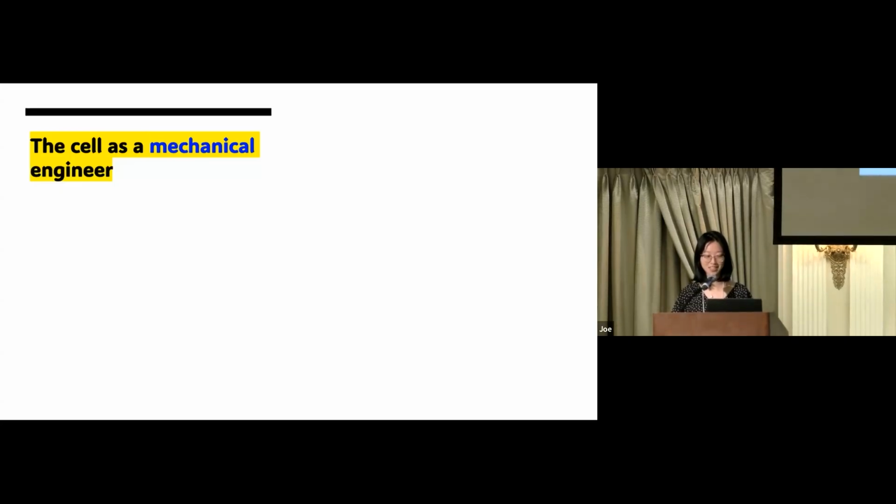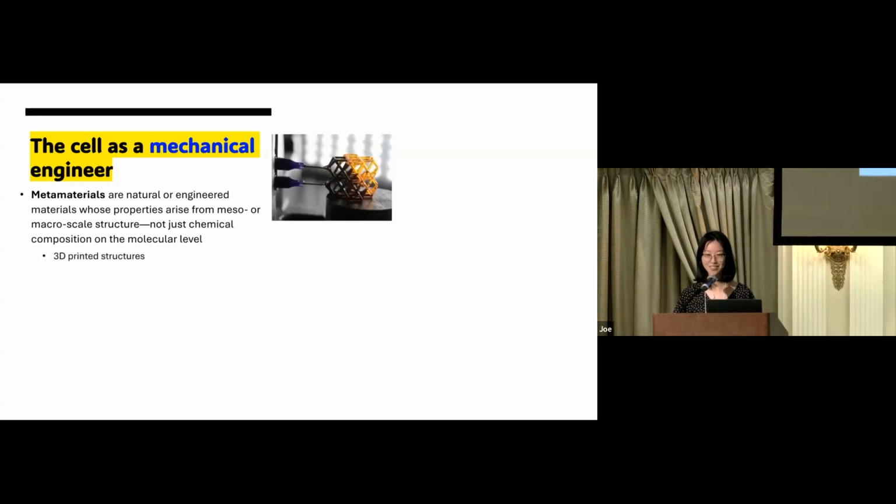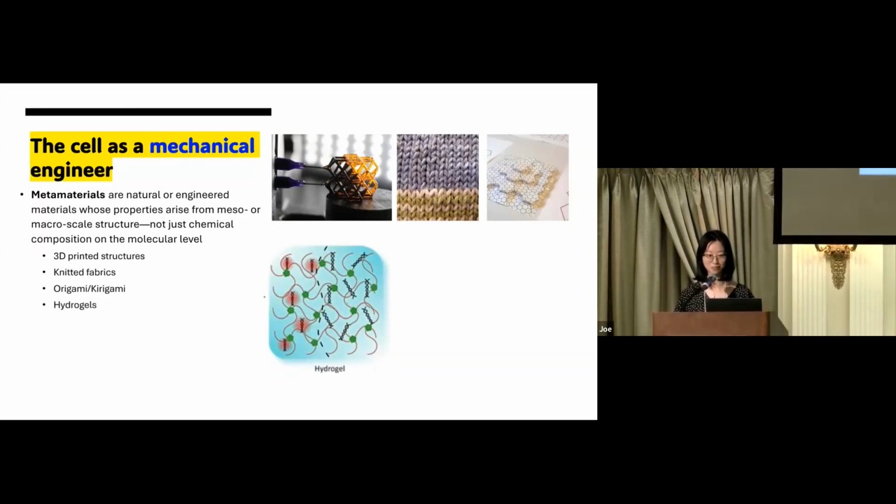Before we go into cells, I want to start from a broader perspective in terms of metamaterials. Metamaterials are natural or engineered materials whose properties not only stem from the atomic or molecular composition, but also from the connectivity or the spatial arrangement on at least the nanometer or micrometer level, or much larger. Some examples include 3D printing materials and knitted fabrics. It doesn't matter which yarn we are using to knit the material. As long as we are doing the same kind of stitches, we have similar elastic properties. Also, origami and kirigami: it doesn't matter which page we are using. It matters how we fold them.